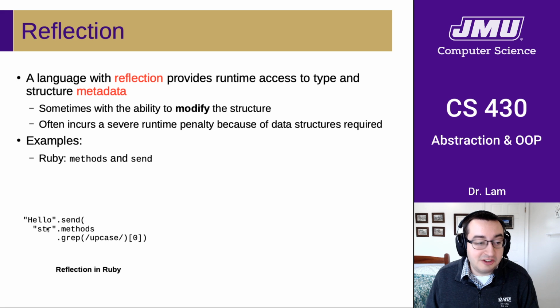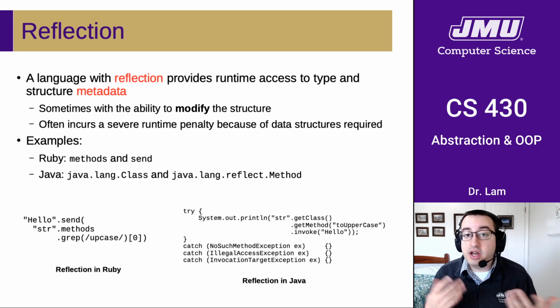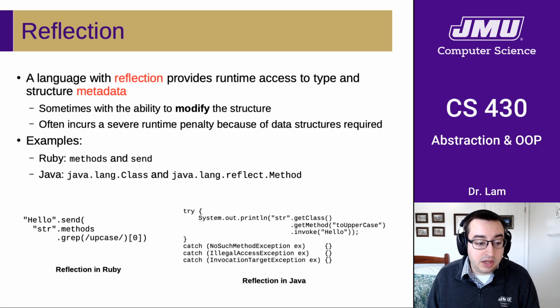So this is an extremely roundabout way of calling upcase on hello. We grab a string, we get the methods, we look through it for upcase, we find the first one, and then we take that and we send it to hello. Again, you would never want to do this, but this illustrates that it is possible. And again, this introduces a lot of runtime overhead into the language because it has to maintain all of these data structures. Incidentally, you can also do this in Java using the class and the reflect information.